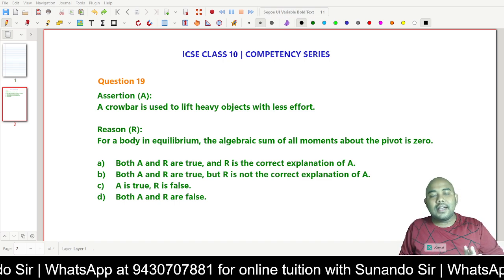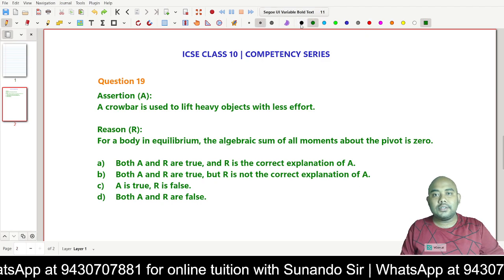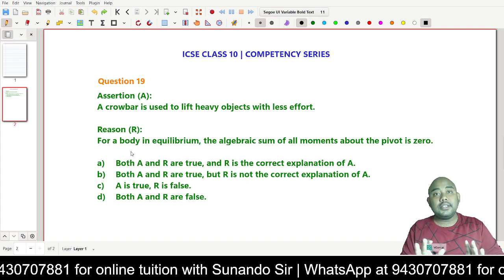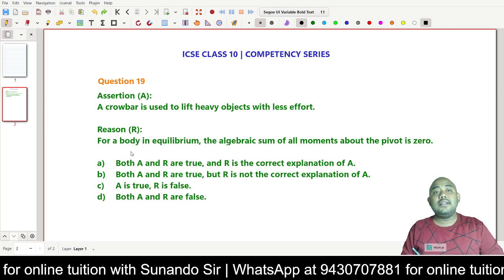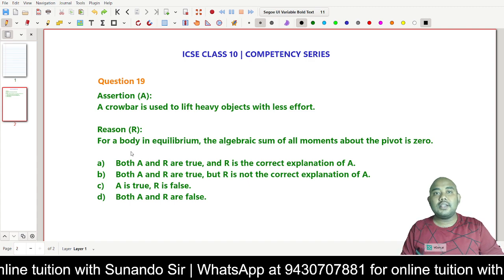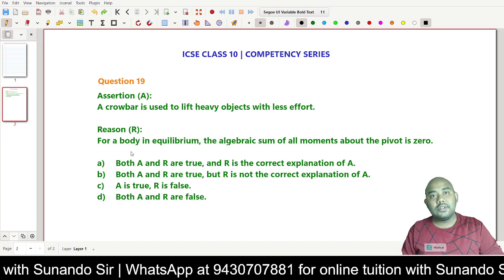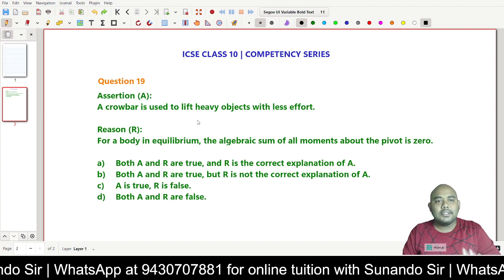So today is an assertion reason question. You can see this is a beautiful assertion reasoning question where 4 options are there. We have to read the assertion carefully, we have to read the reason carefully, and then we have to answer whether the reason is the correct explanation of the assertion or not, or if assertion is true and reason is false, or both are false. Let us see the assertion first.